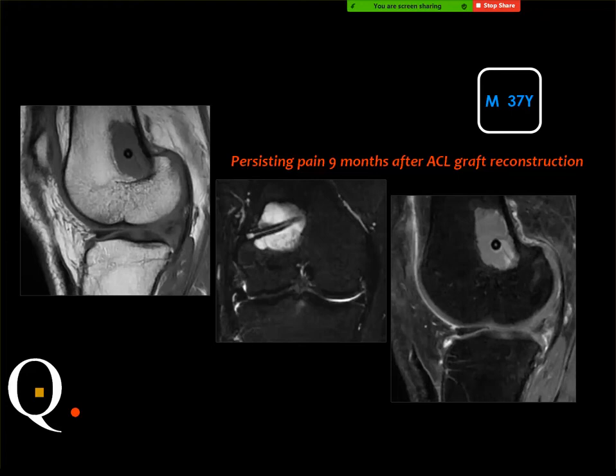Then this patient had an ACL graft reconstruction, and he has persistent pain for 9 months. Doctor, the lesion is around the screw or this is normal?